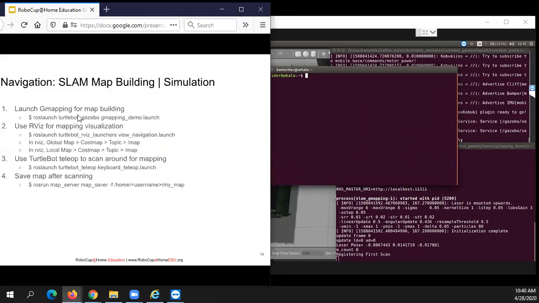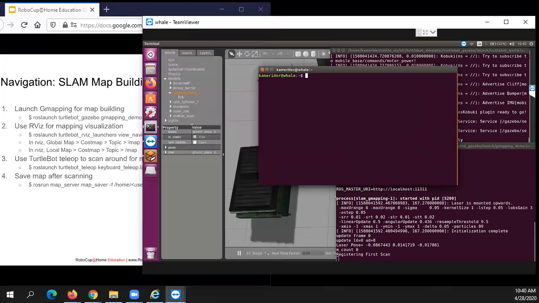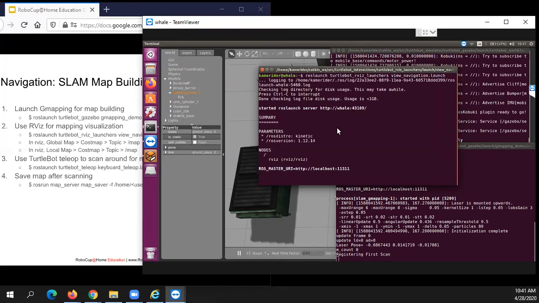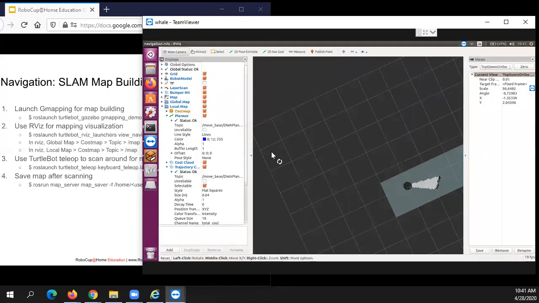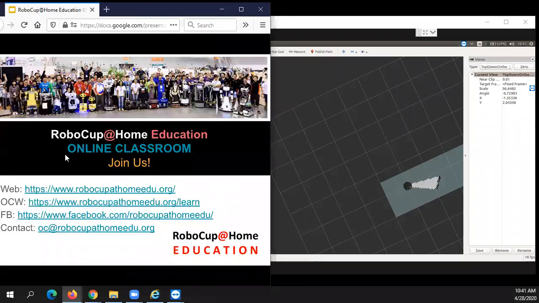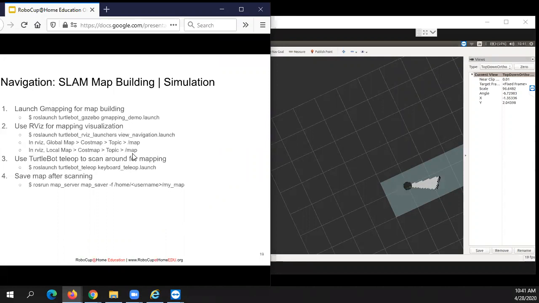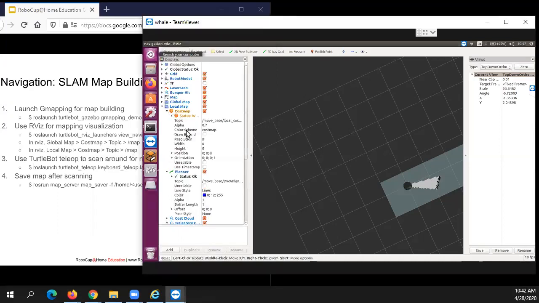Other than this gmapping command from Gazebo, the rest of these are very similar to the actual robot launch: turtlebot rviz launchers, then view navigation. Then we have RViz. Over here, we need some modification in terms of gmapping. We need to change the local map. For the costmap, we need to change this topic, which will take the data from the actual robot. In the end, we are going to feed this data into RViz.